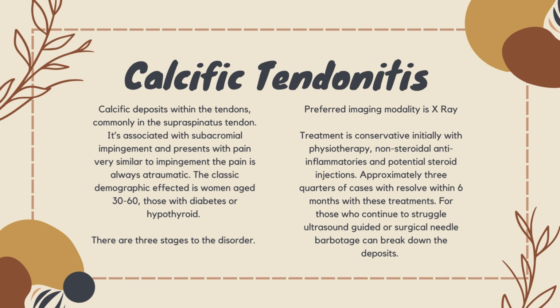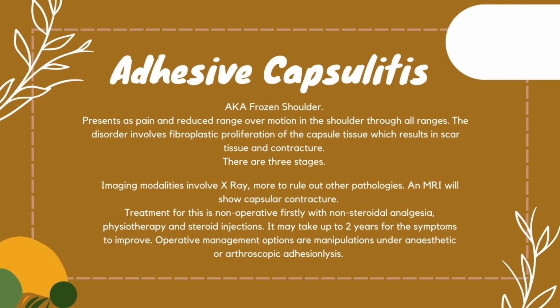Next to cover is adhesive capsulitis, also known as frozen shoulder. This presents as pain and reduced range of motion in the shoulder through all ranges. The disorder involves fibroblastic proliferation of the capsule tissue, which results in scar tissue and contracture. There are 3 stages. The first stage, freezing and painful stage. Second stage, frozen and stiff. Third stage, thawing stage, where shoulder movement slowly improves.